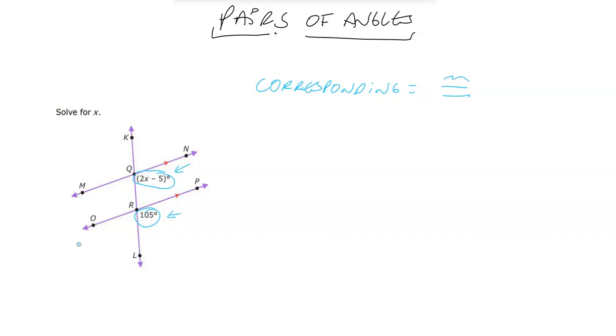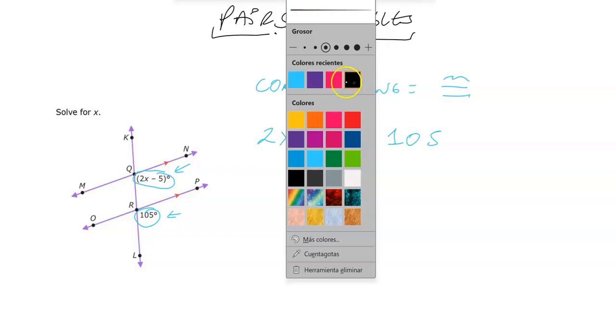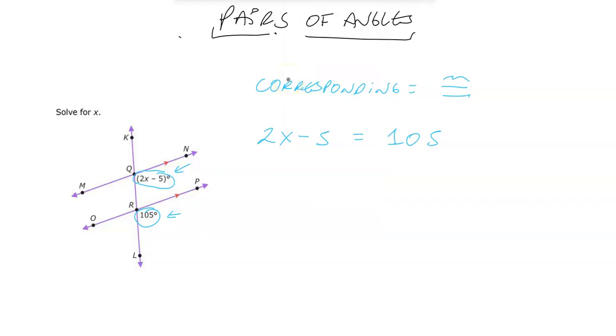So what I need to do next is set up my equation. I'm going to say that this angle is equal to this angle. And so the only thing left to do is finding the value of x. So let's find the value of x by isolating the variable, leaving it alone.